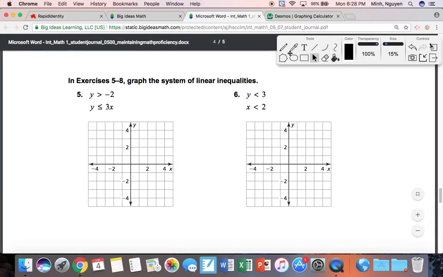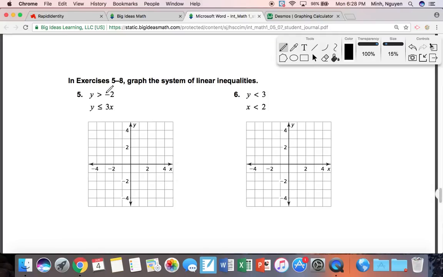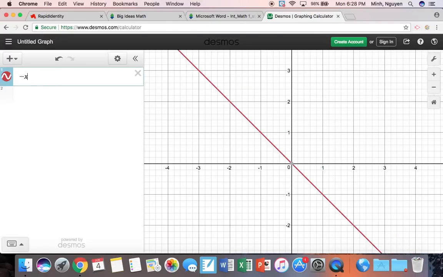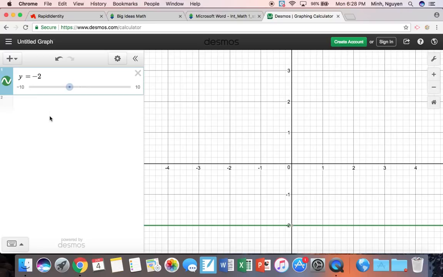Graph the system of linear inequalities. So again, we have a dashed line at negative 2. Oh, why won't it show? Okay, a dashed line at negative 2.